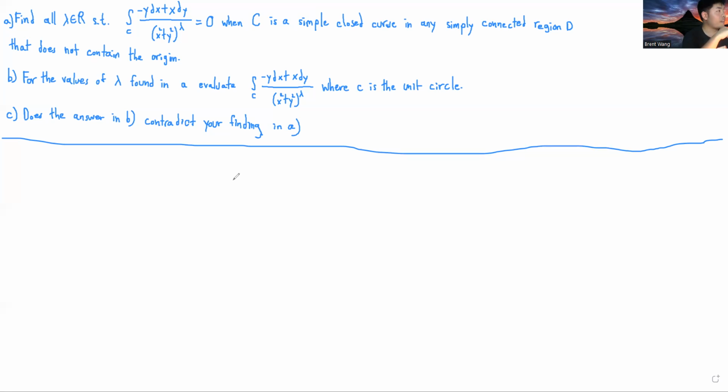Part B, for the values of lambda found in A, evaluate negative y dx plus x dy over x squared plus y squared to the power of lambda over the curve C, where C is the unit circle. And part C is, does the answer in B contradict your finding in A, and explain? I'm going to put a question mark here, but I'm not going to write explain. So the way we do this is actually through Green's theorem. As you know, I'm just going to simply recap it.